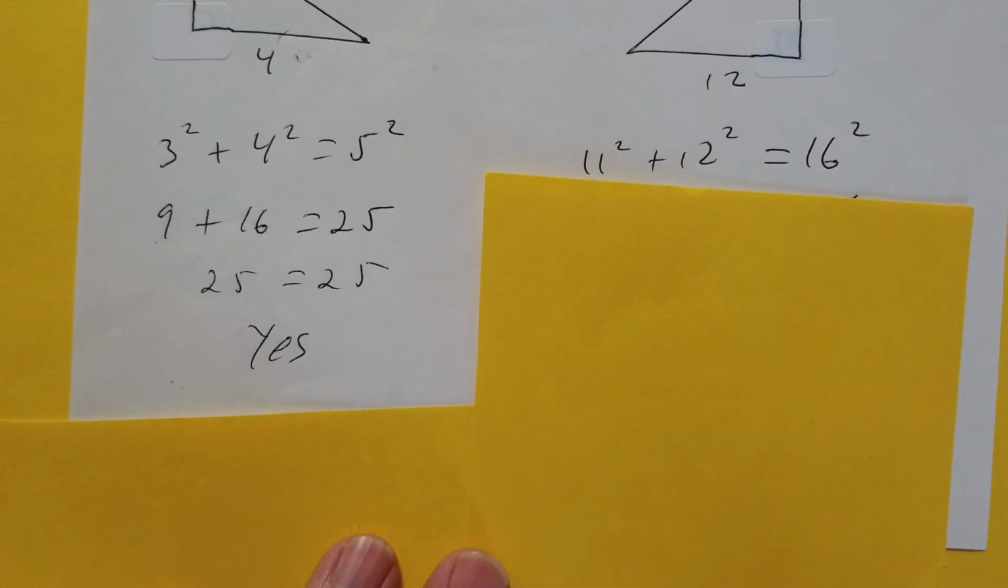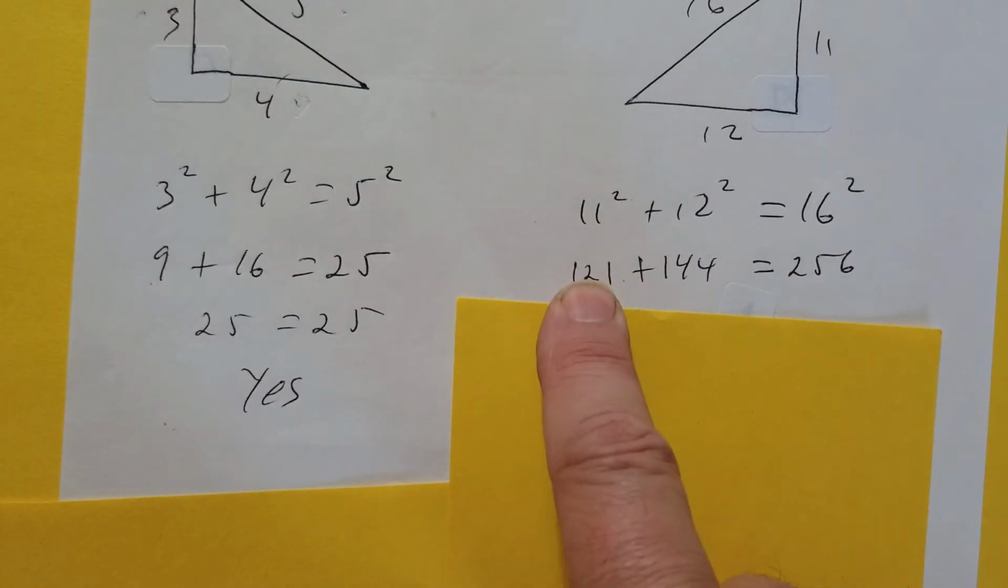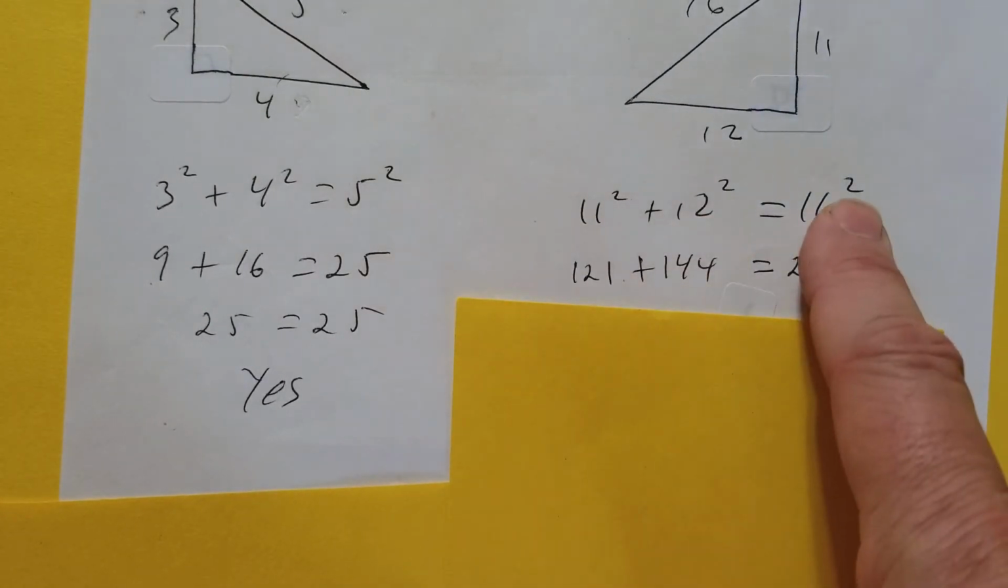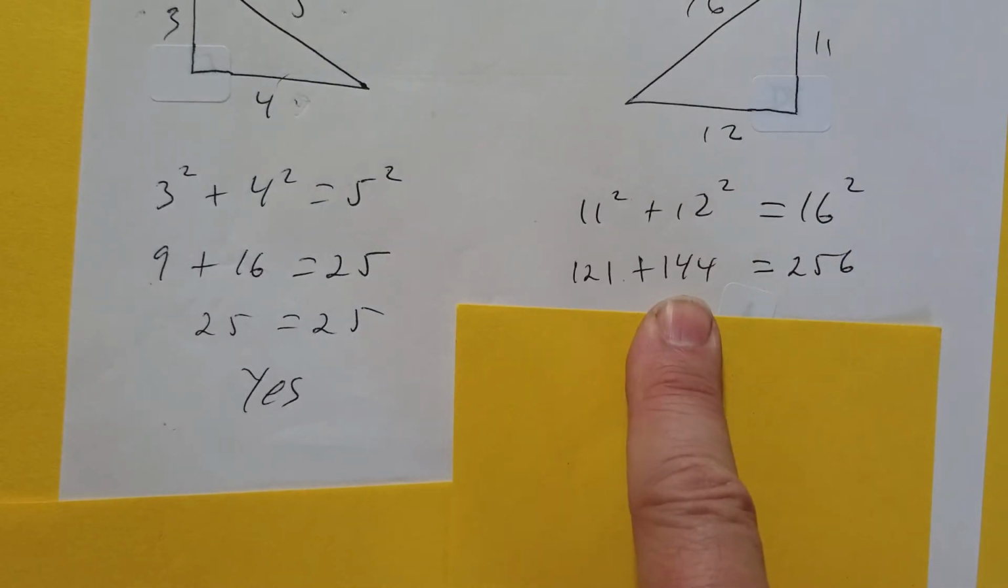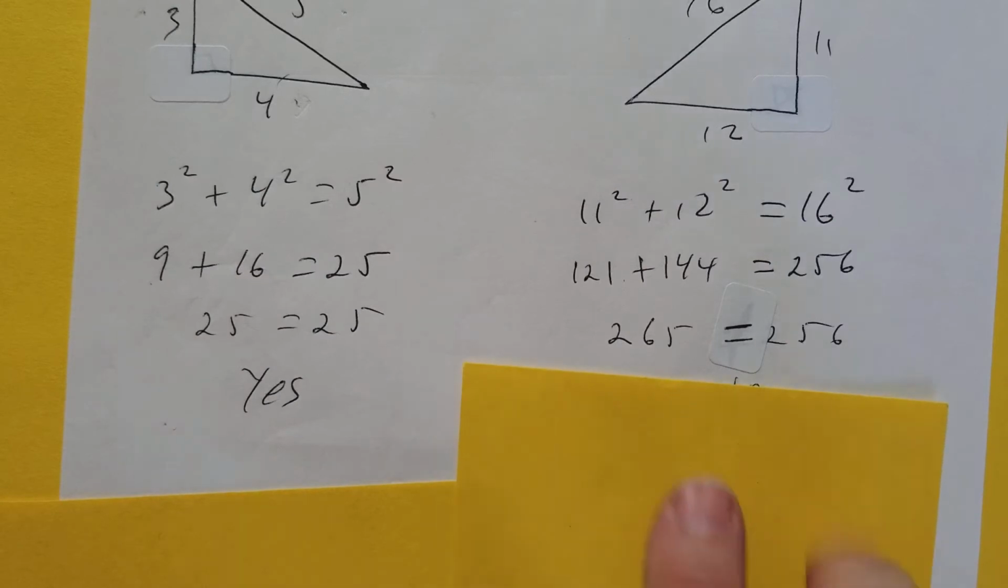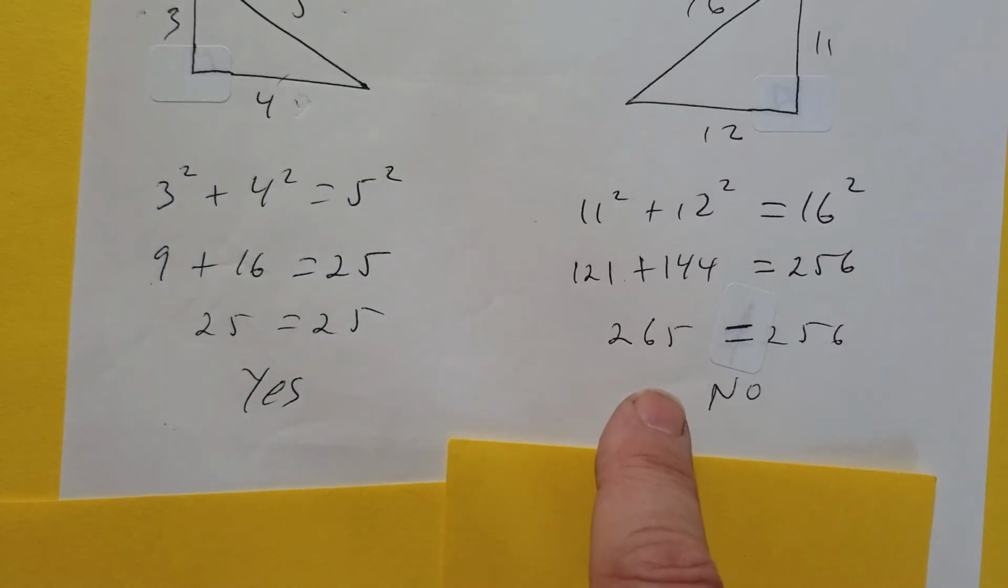Let's see. This is 121, this is 144, this is 256. Is 121 plus 144 256? No, it's not. So we say that this triangle is not a right triangle because it doesn't obey Pythagoras' rule.